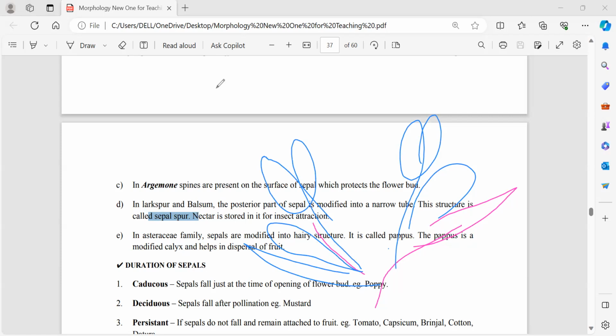रमेश साहब अटेंडेंस कर लेना. रमेश साहब अटेंडेंस कर लेना, 10 मिनट रह गए.